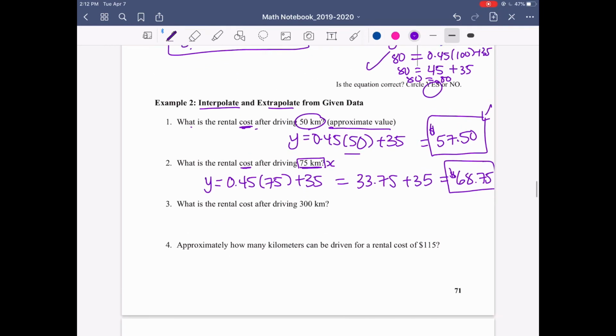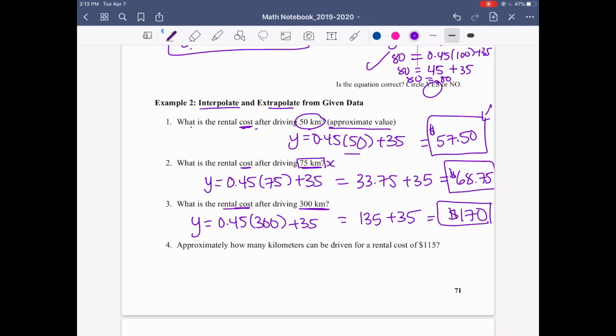One more time, again, you want to find the cost after driving 300 kilometers. You're still trying to find y. 0.45 times 300 plus 35. So 0.45 times 300 gives you 135. And then add 35 to that, you should get $170. So you're just plugging numbers into your formula.